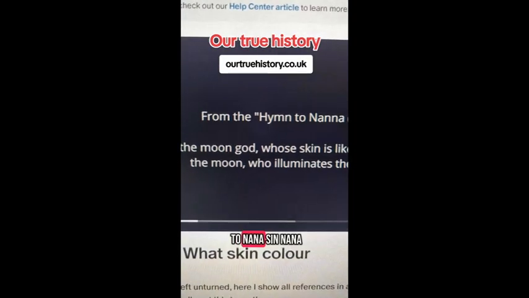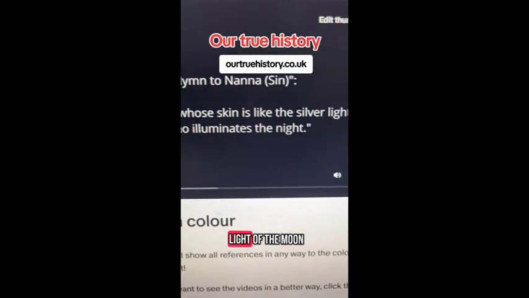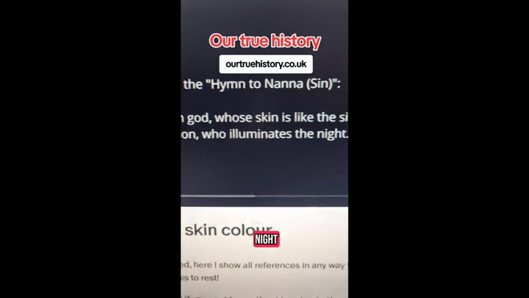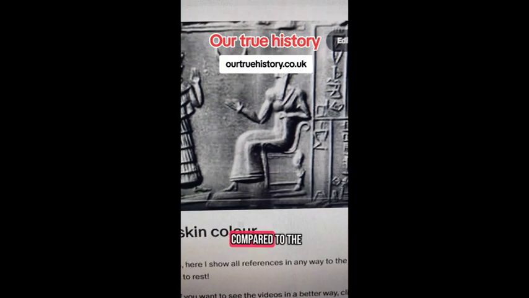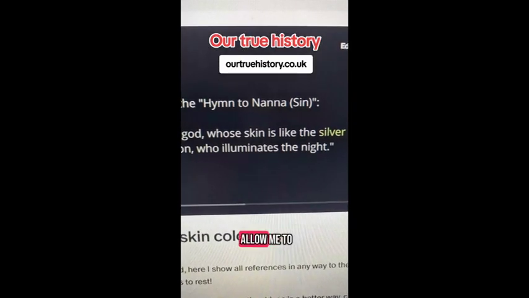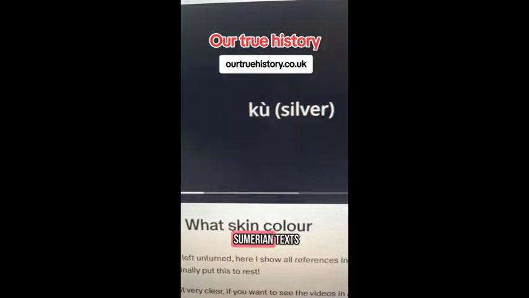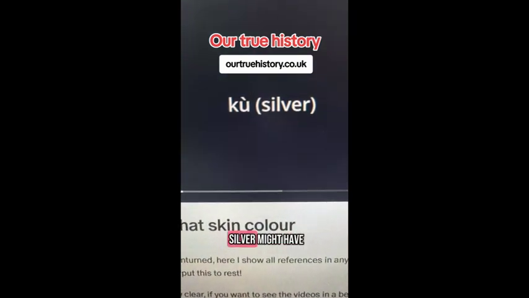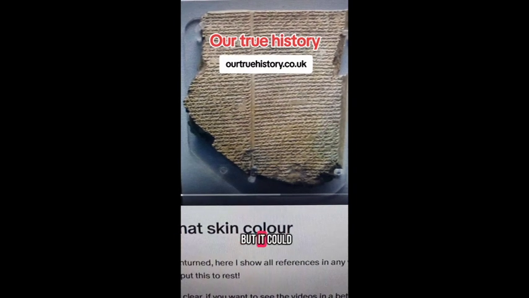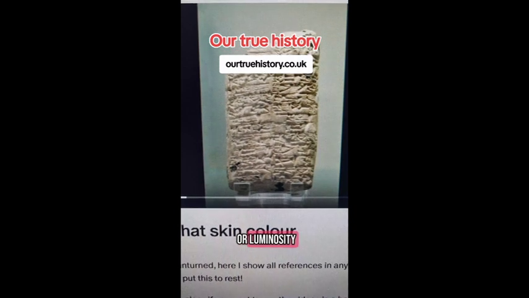From the hymn to Nana, Sin: Nana, the moon god, whose skin is like the silver light of the moon, who illuminates the night. Nana's skin is compared to the moon's light, suggesting a pale or luminous quality. Allow me to break down the word silver, because in Sumerian there are sometimes other words that could have been used to translate but weren't. In the original Sumerian texts, the word ku, silver, might have been used, but it could also be paired with other words or phrases to convey the idea of radiance or luminosity.